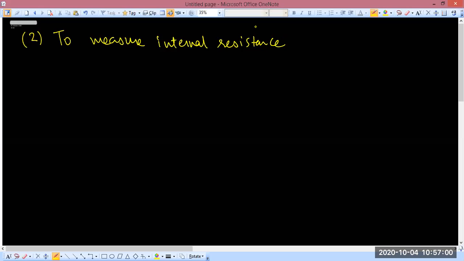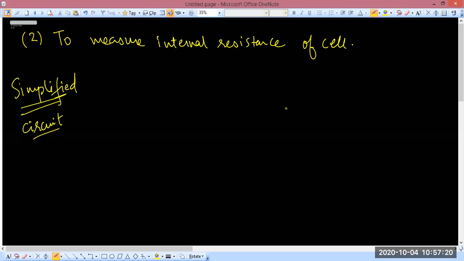Now the second purpose of the potentiometer is to measure the internal resistance of a cell. Clear? So let's talk about how to do that. First, a simplified circuit. Again, I would wish all of you would not worry about the actual circuit as given in the textbook. A simplified circuit is enough.